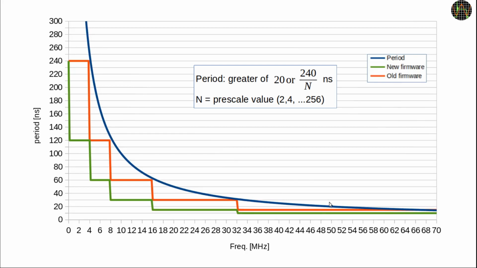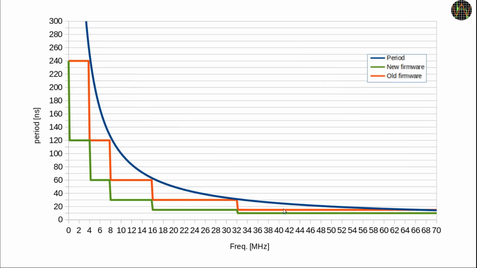For the new firmware, I decided to give a prescale value of 32 a try, even though that calculates to just 7.5 nanoseconds and should again be replaced by 20. Hence, for this range, the red and green plot lines should really be on top of each other and exactly at 20 nanoseconds, intersecting with the period line at exactly 50 MHz, and most importantly, there should not be any observable difference between the performance of the two firmware versions. But oh boy, was I in for a surprise.